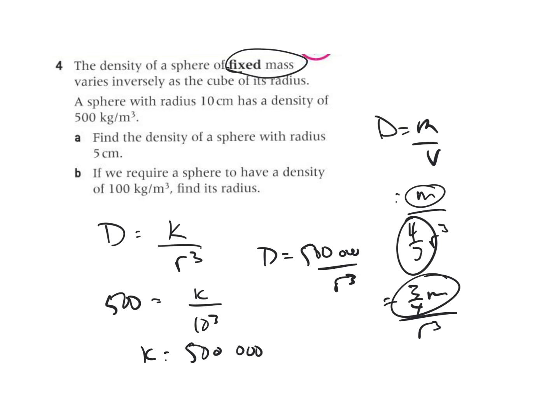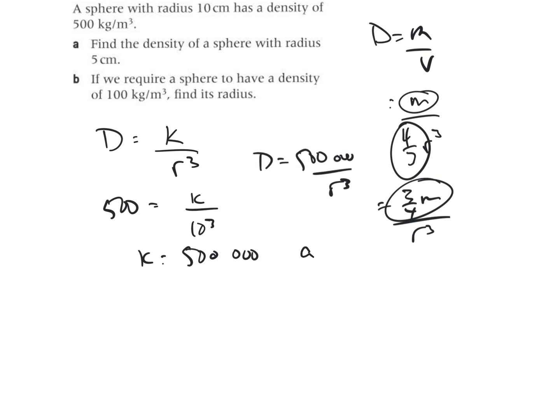And so then for the next part, you let r be 5, and so d is equal to 500,000 over 5 cubed, which ends up being 4,000.